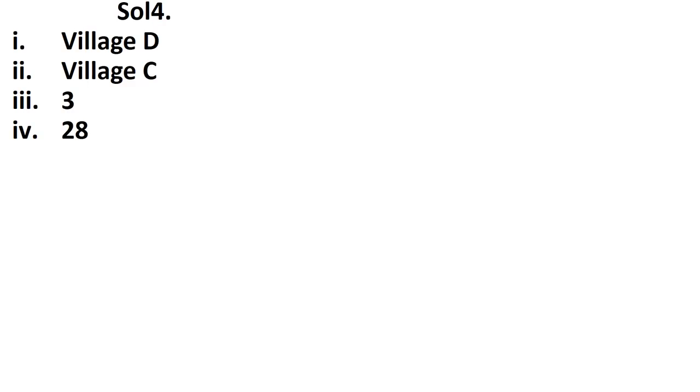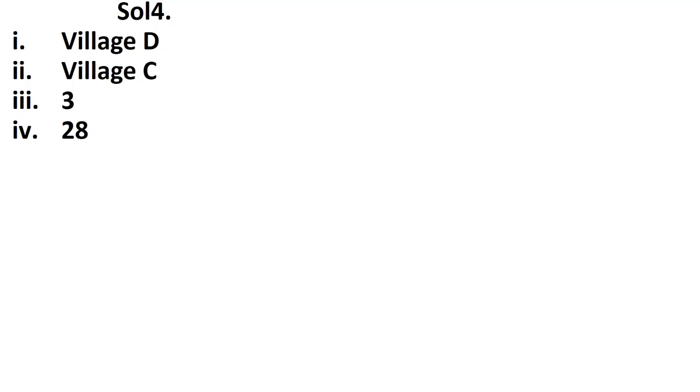Solution 4. This is a reading of pictograph. Observe the pictograph carefully and answer the following question. Which village has the maximum number of tractors? One picture equal to one tractor only. So, minimum number is in village D, only 3 tractors. Maximum number in village C, that is 8 tractors.